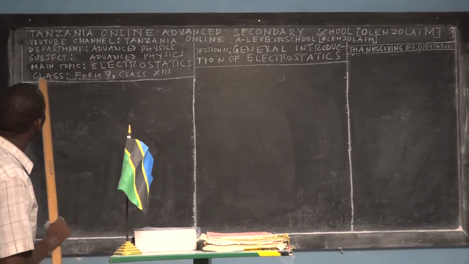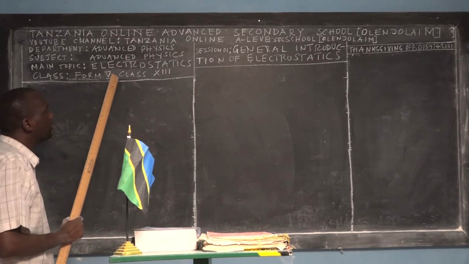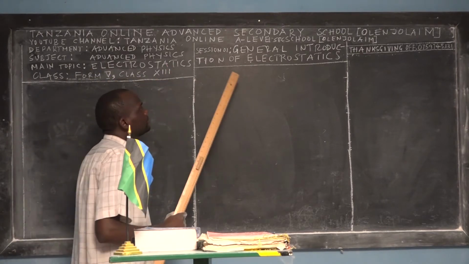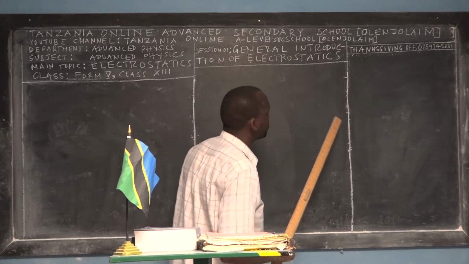Again, here on the blackboard we have departments of advanced physics. Subject is advanced physics. The main topic I'm going to teach you is electrostatics. This is for Form 5 or Class 13. And then today I want to teach you the session called General Introduction to Electrostatics.